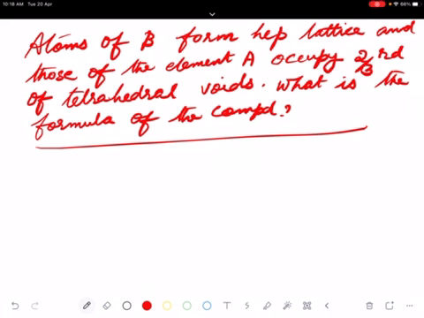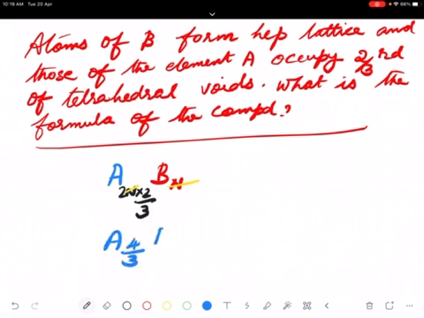Atoms of B form HCP lattice. Suppose there are N B atoms, and those of element A occupy 2/3 of the tetrahedral voids. For element A, there should be how many tetrahedral voids? 2N tetrahedral voids. But all tetrahedral voids are not filled. Only 2/3 of the tetrahedral voids are filled. So here N will get cancelled. Here it will be A 4/3 B.